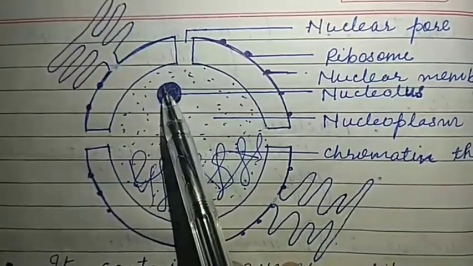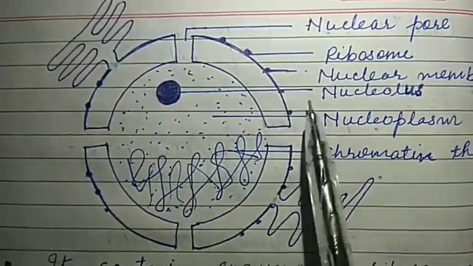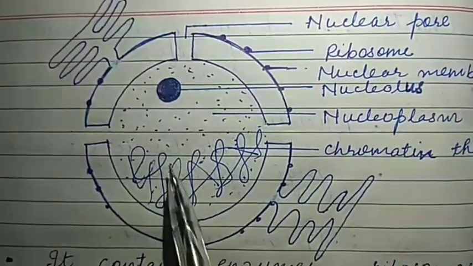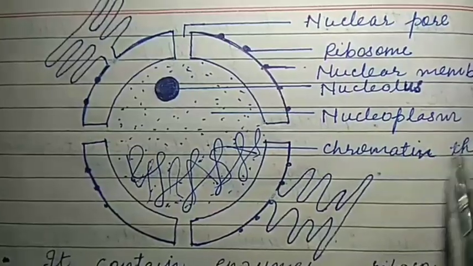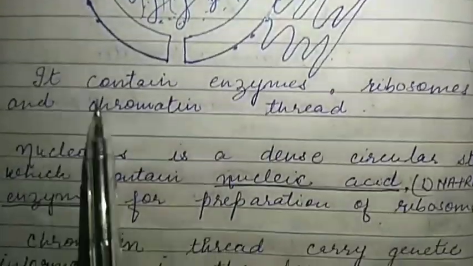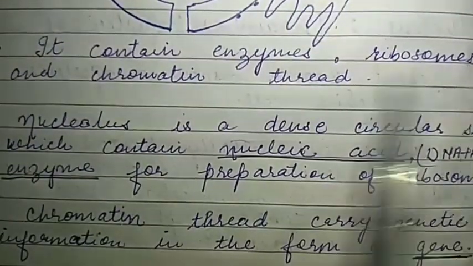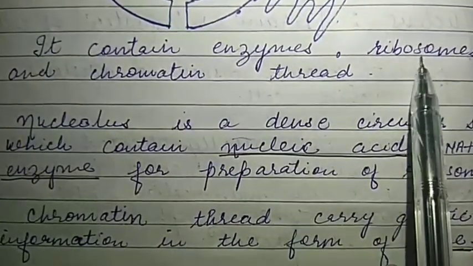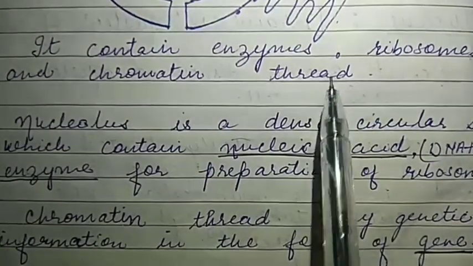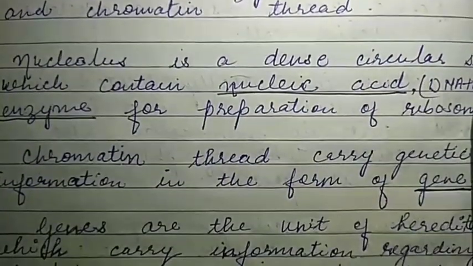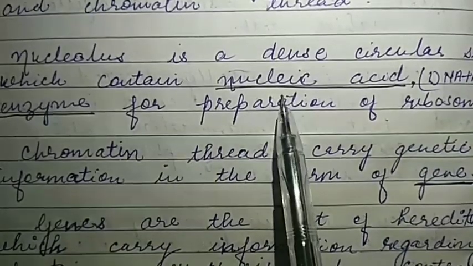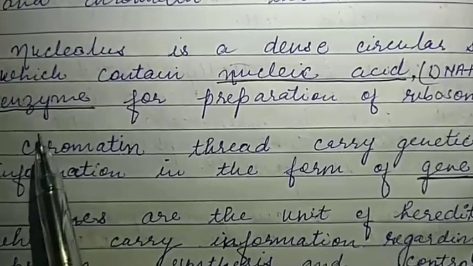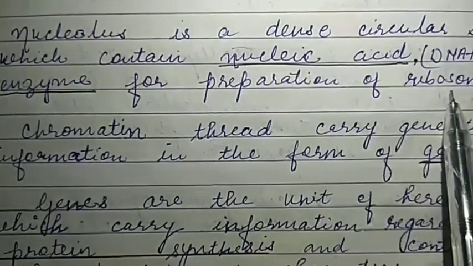This spherical structure which is present here is known as the nucleolus. And this thread-like structure which is present in the nucleoplasm is called chromatin thread. Now, the nucleoplasm contains enzymes, ribosomes and chromatin thread. So what is present in the nucleoplasm? Especially enzymes, ribosomes and chromatin thread. The nucleolus is a dense circular structure which contains nucleic acid, means DNA and RNA, and enzymes for the preparation of the ribosomes.